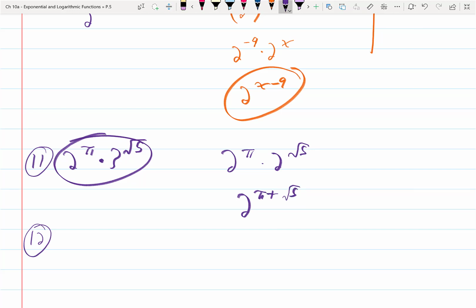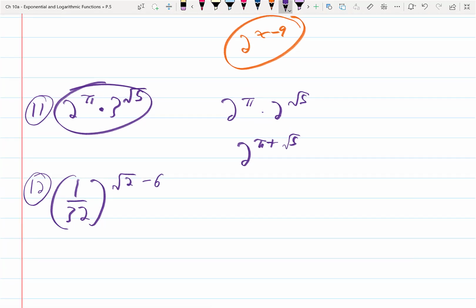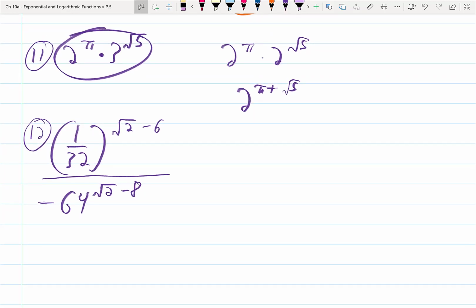Number 12. 1/32 raised to the root 2 minus 6, over negative 64 raised to the root 2 minus 8. Is that the grouping? Yeah. So don't be intimidated.